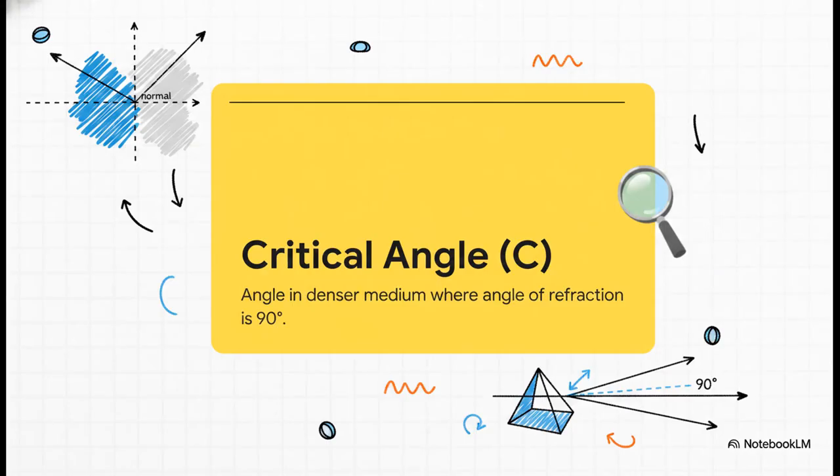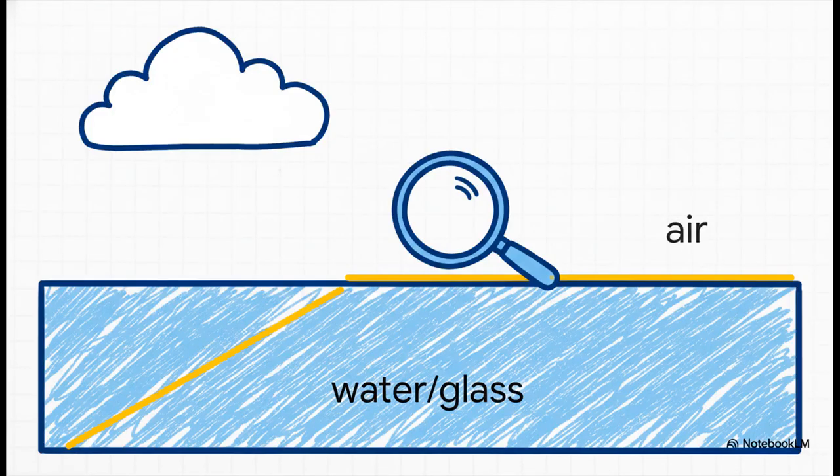Examiners love the formal phrasing for this, so let's define that middle stage. The critical angle is the specific angle of incidence inside a denser medium that forces the escaping ray to run right along the boundary line. The angle of refraction becomes exactly 90 degrees. And they will absolutely ask you to calculate this.